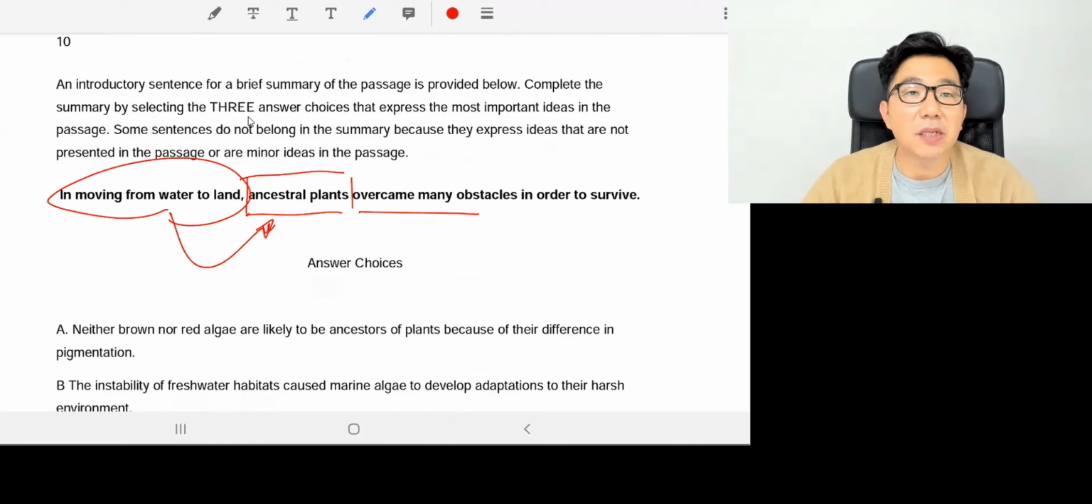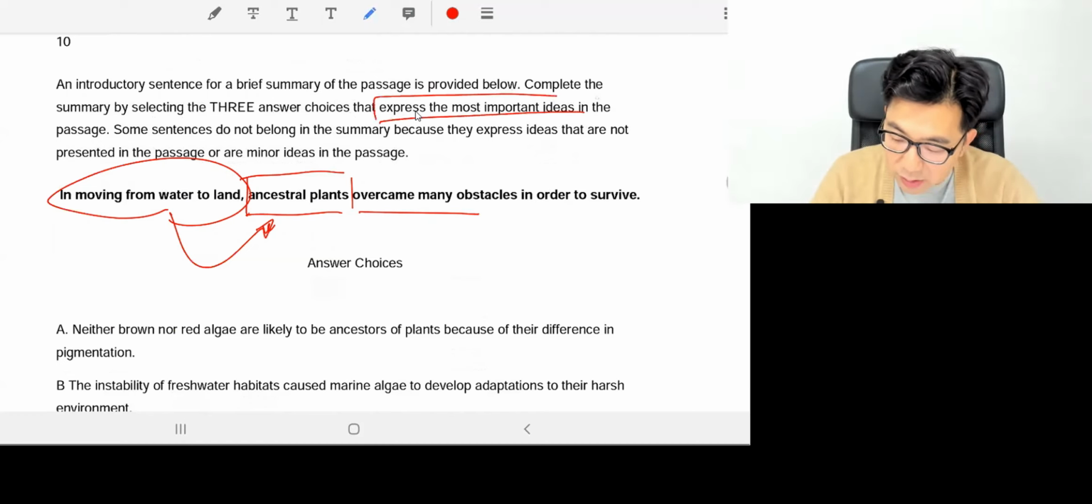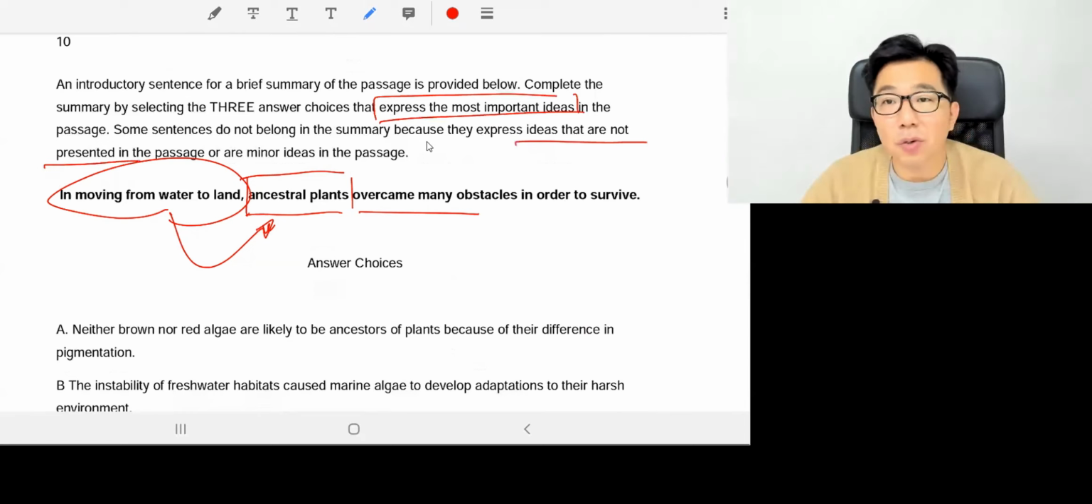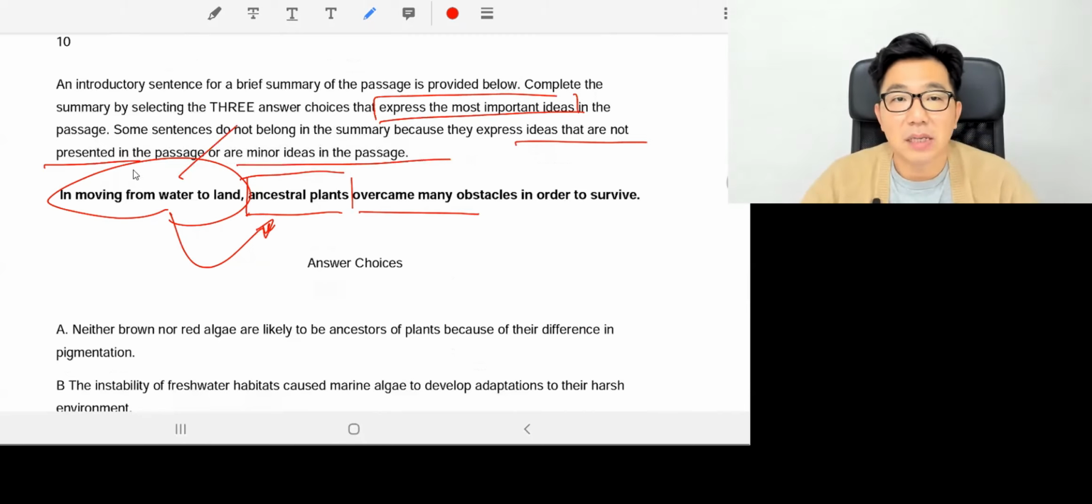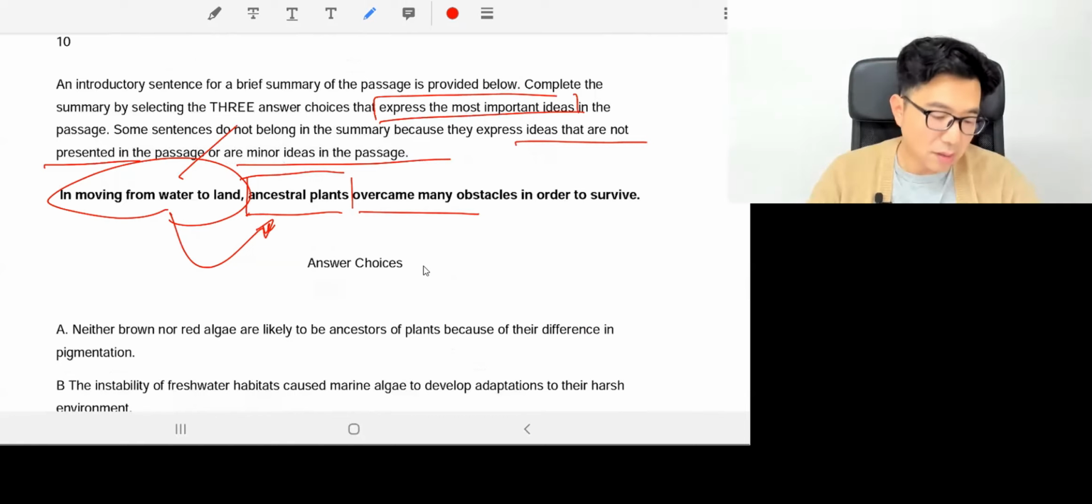So complete the summary by selecting 3 answer choices that express the most important ideas, so main ideas of the paragraphs. Some sentences do not belong in the summary because they express ideas that are not present in the passage. So some wrong information or information that is not mentioned, or just a minor detail. Even if information may be correct, if it's not important ideas or main ideas, it's not the answer. Let's go.